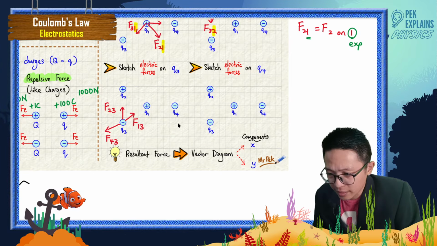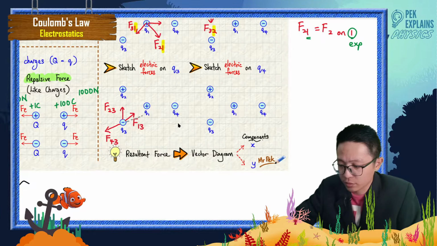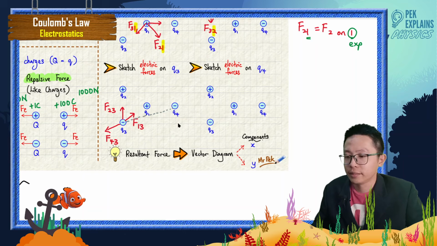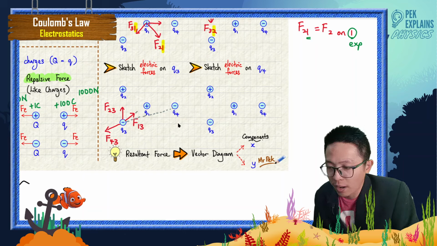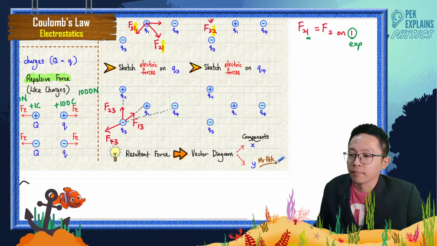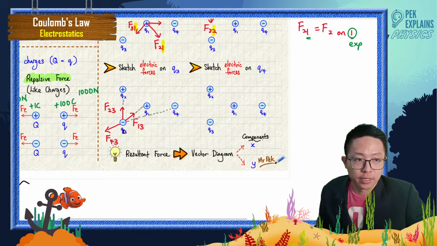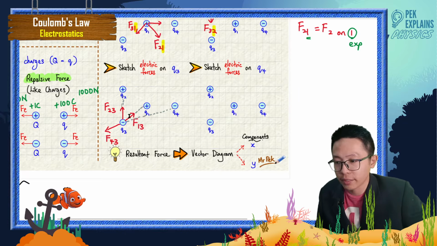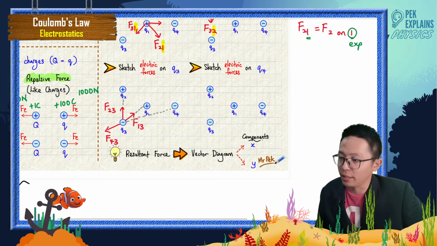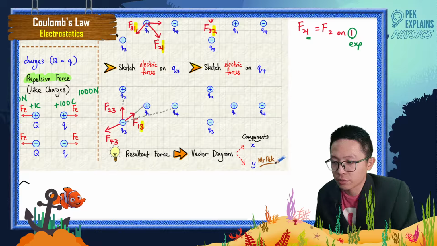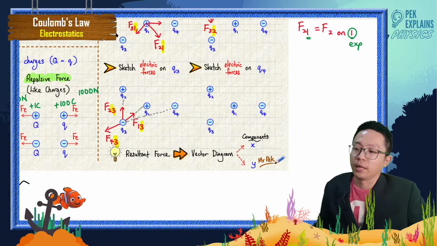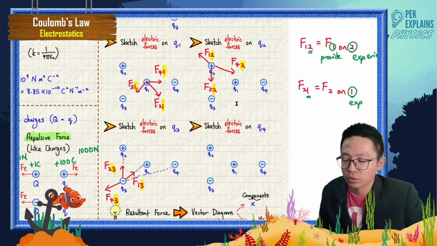Maybe you can write a small line here, just to show that it originates from 4. Like that. And this one originates from 1, and this one originates from 2. That's it. So these are the forces on 3. Who experiences all these forces? F13, F23, F43. It is charge 3 that experiences the forces.